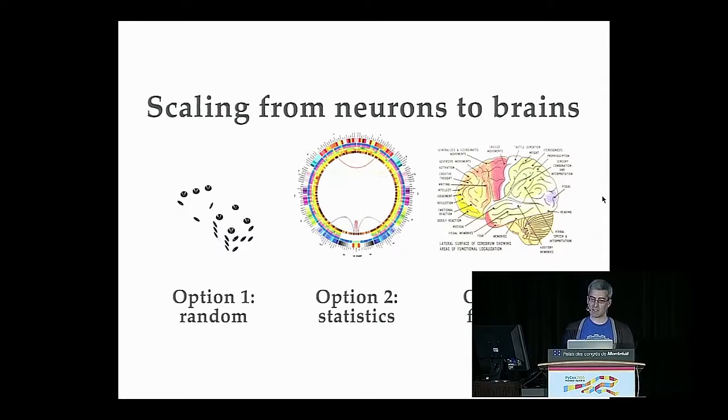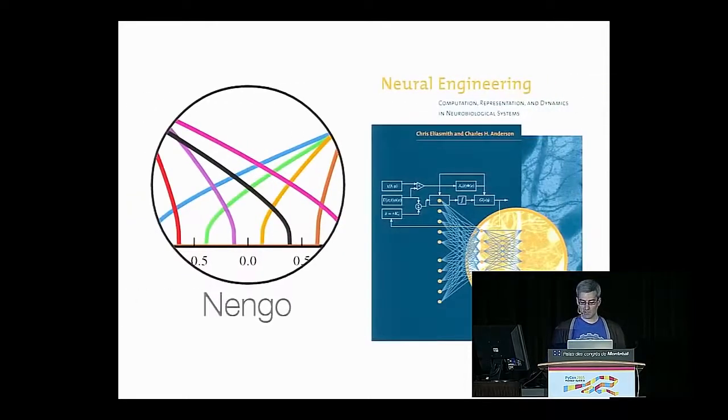So we're interested in how these networks of spiking neurons are representing information, transforming that information, and how we can use that to build functionally relevant brain models. So the tool that we've created to do this is called Nengo.